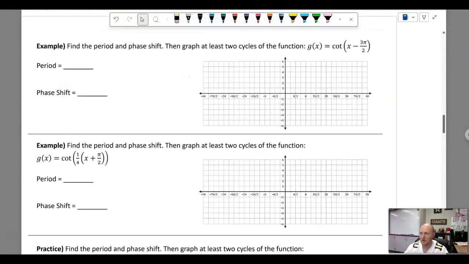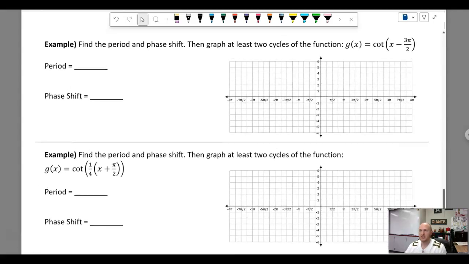Example 1. What is the period and phase shift for cotangent of x minus 3 pi over 2? Our period is going to be pi divided by b. In this case b is just 1, so the period is pi. But I do have a phase shift. I'm going right 3 pi over 2. For cotangent, we graph our asymptote first, and our period is pi. So pi later will be 5 pi over 2. That is going to be our second asymptote.